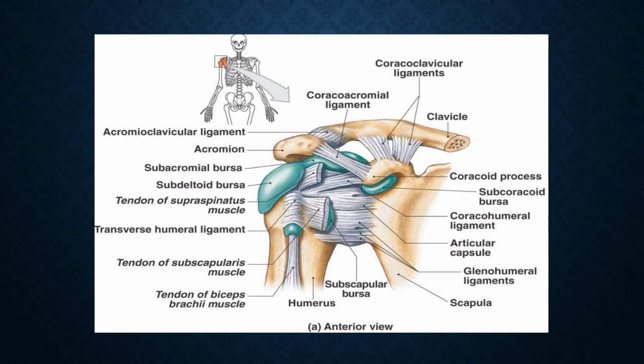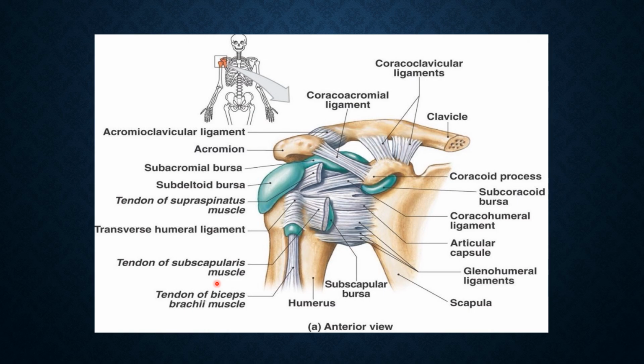Okay, about the bursa of the shoulder joint. So firstly, what is a bursa? A bursa is a fluid filled sac, a synovial fluid filled sac. It acts as a cushion between the tendons and the other joint structures, right? So you can see the bursas here in green.